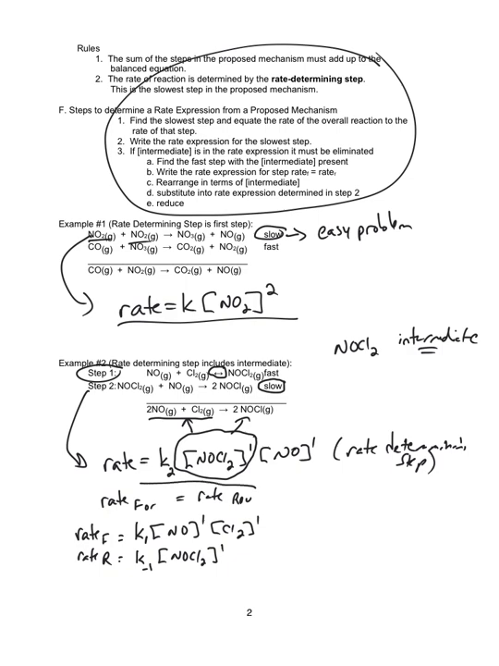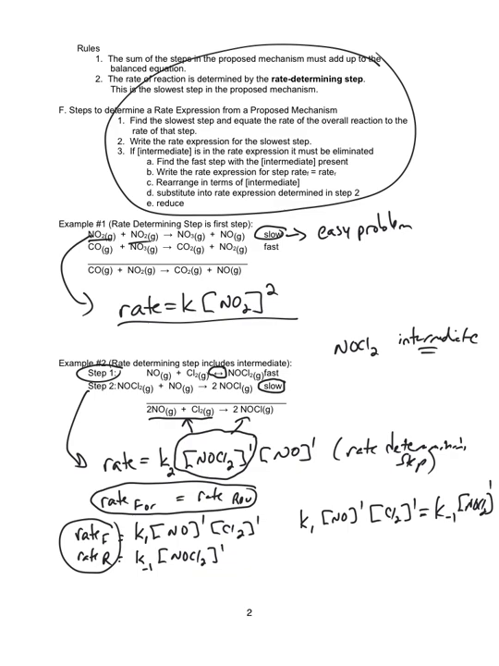Now, since the forward rate and the reverse rate are equal, I can set these two equal to each other. So what I get now is K1 times the concentration of NO to the first, Cl2 to the first, equals K negative 1 times NOCl2 to the first. Now, why am I doing this?